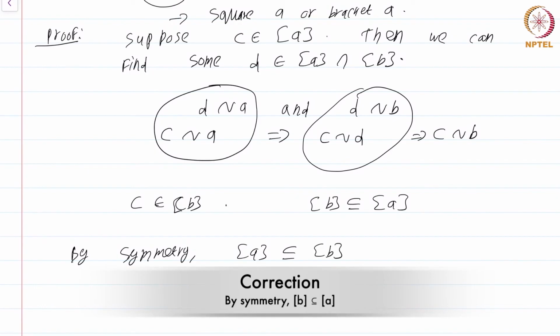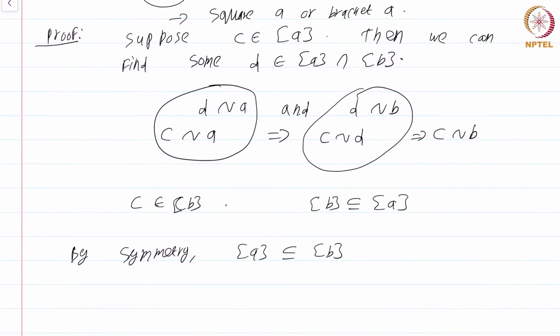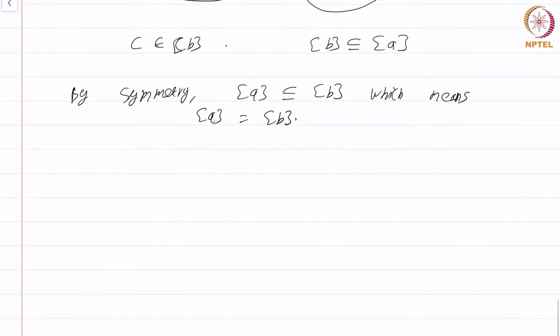Note, when I say by symmetry here, I do not mean symmetry of the equivalence relation. What I mean is the symmetry of the nature of our argument. There is nothing about A or B special when we showed that B is a subset of A. The same argument works for A is a subset of B. By symmetry, A is a subset of B, which means A is equal to B. Okay, so this is promising. What has happened is, if you take two equivalence classes, either they are going to be completely disjoint or they are going to be the same. So you should have anticipated the theorem that's about to come up.